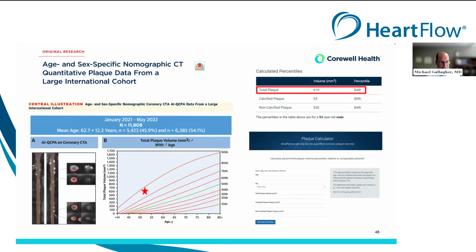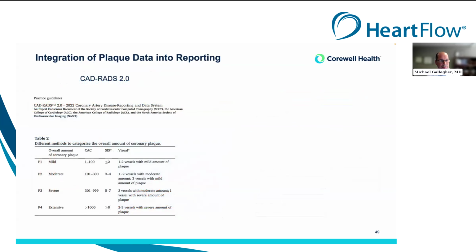So now we have some objective data and a percentile. But as Dr. Blankstein also mentioned, it's so important in the CAD-RADS 2.0 system to designate not only the degree of stenosis severity, but also the overall amount of coronary plaque. And initially, it can be very difficult because this is a very subjective assessment. This patient was felt to be between a P2 and a P3. It's very visual and subjective, based on the number of vessels or the extent, with a visual assessment of the degree of plaque.